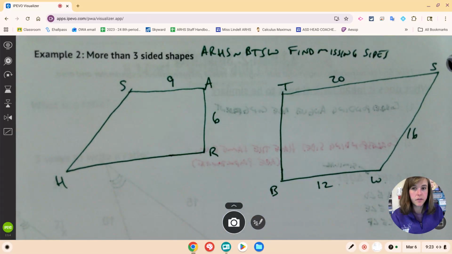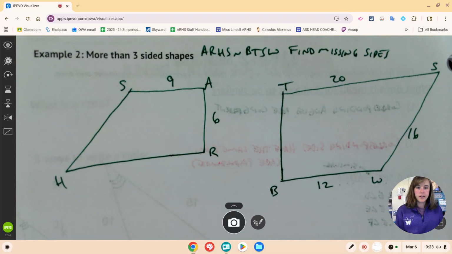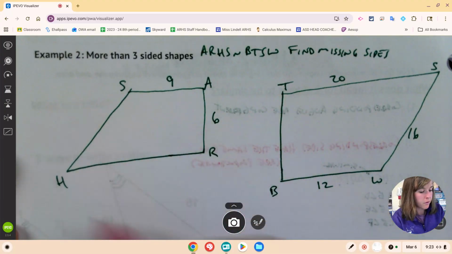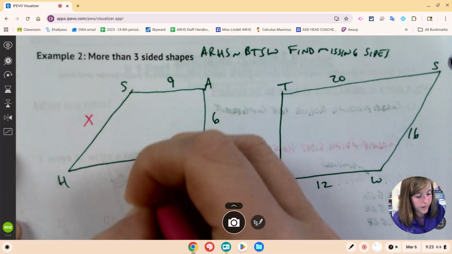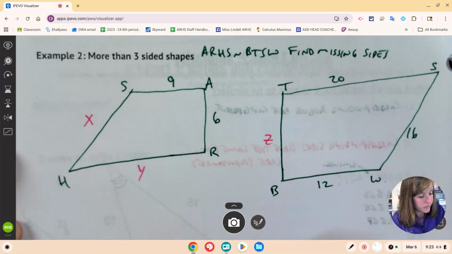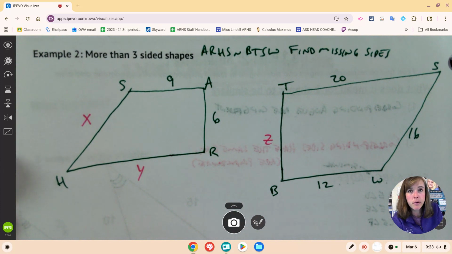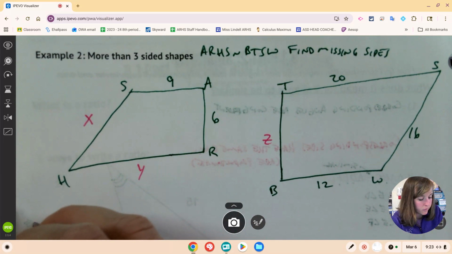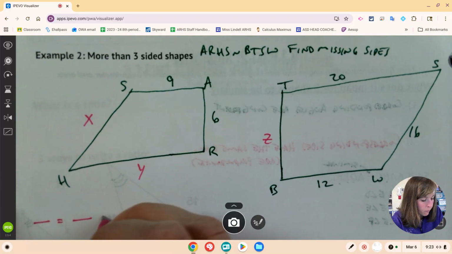Okay, so this one works the same exact way that the triangles one did. It's just that now that there's 4 sides, we're going to need to have 4 ratios, not just 3. So, step 1, I would take all the missing sides and label them with like X, Y, Z, so that I have something to put into my ratios. Then we're going to go and set up our ratios. We've got 4 of them we need this time.